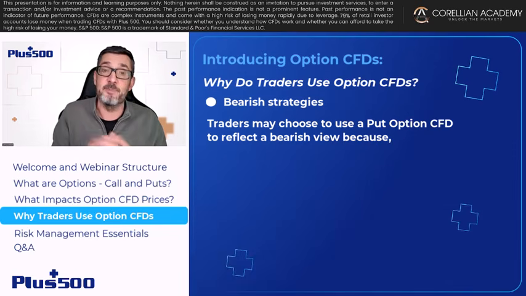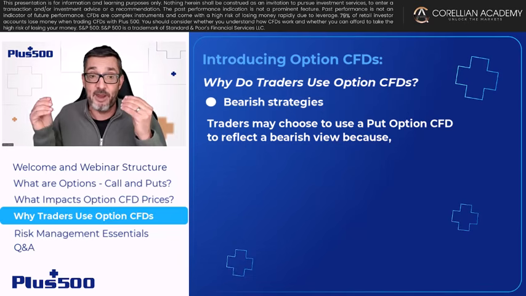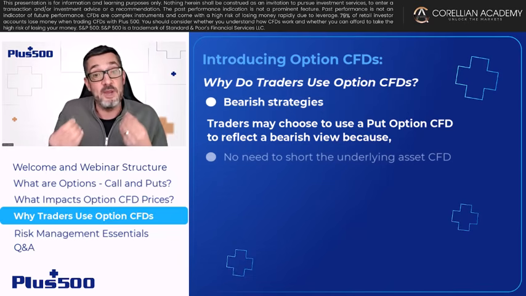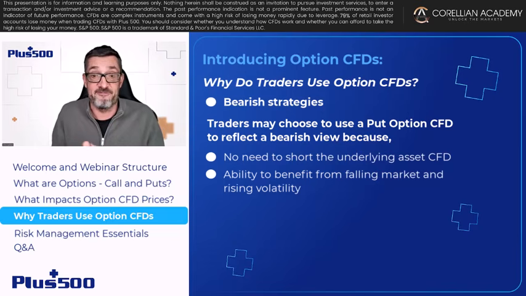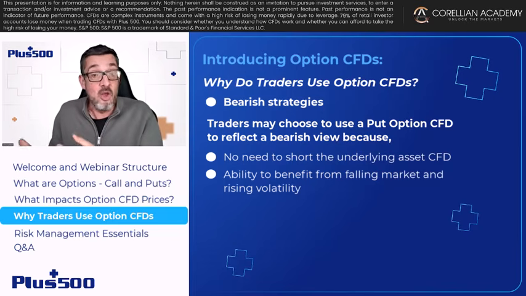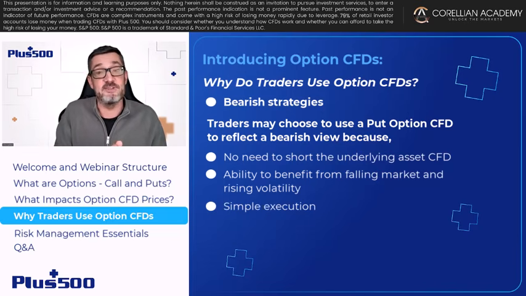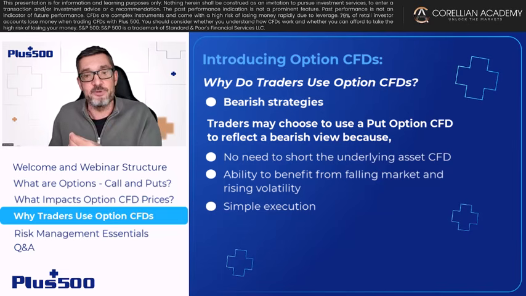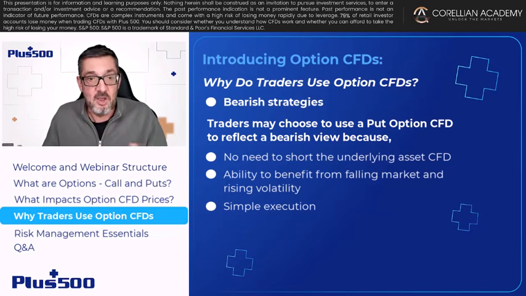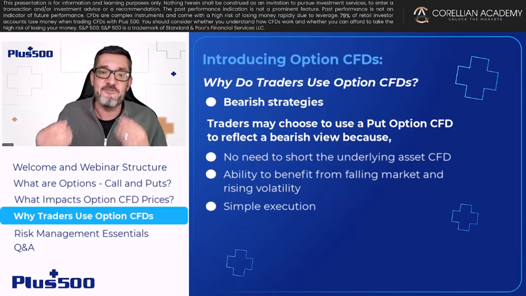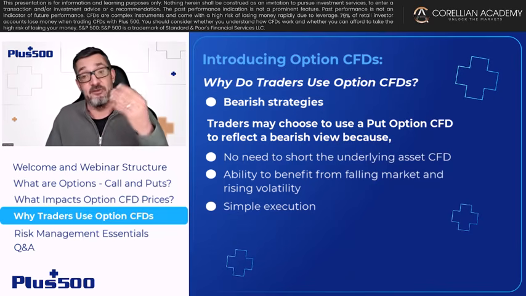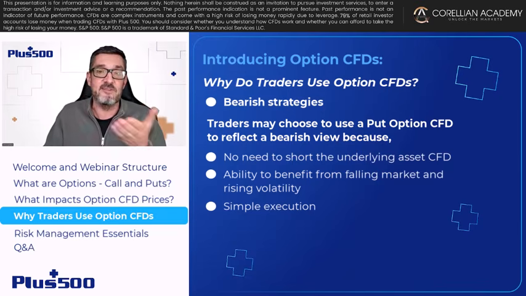Traders may choose to use a put option CFD to reflect a bearish view because there is no need to short the underlying asset, there is the ability to benefit from falling markets and rising volatility, and execution is simple. You buy the put option CFD and you're in the trade. Put option CFDs can provide traders with a clean, straightforward way to express a bearish view without the complexity of traditional options or the mechanics of shorting standard CFDs.